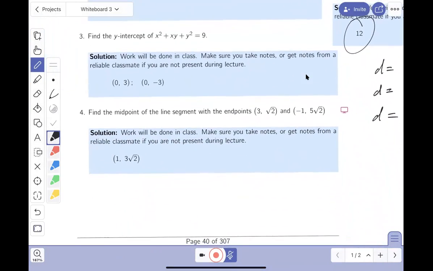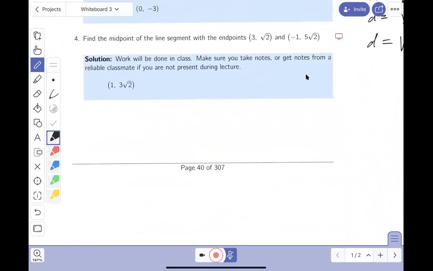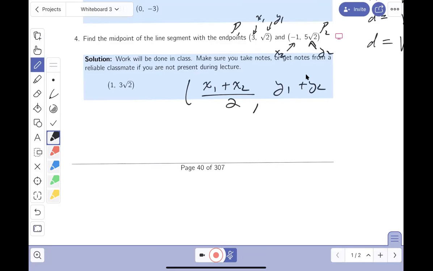All right, let's keep going. Let's go to number 4. Number 4 is find the midpoint. Let me remind you about the midpoint formula. I'm going to call this P1, which means this is X1, this is Y1. I'm going to call this P2, this would be X2, Y2. What's the midpoint formula? Add the points together: X1 plus X2 divided by 2. It's just an average. And Y1 plus Y2 divided by 2. It's just an average.